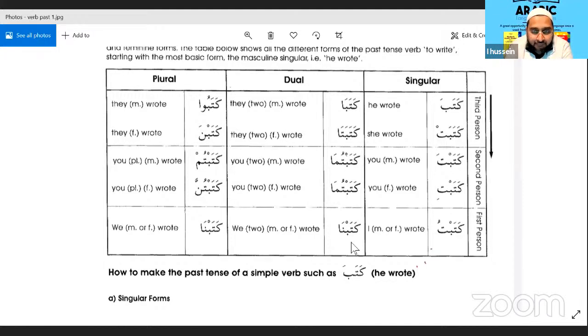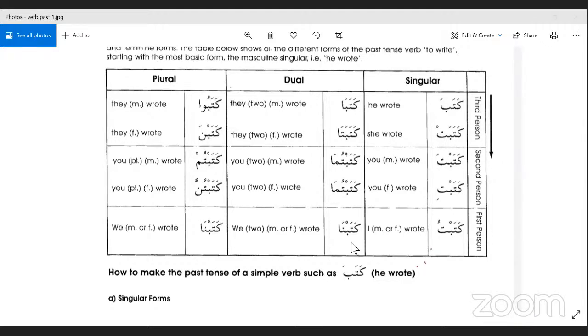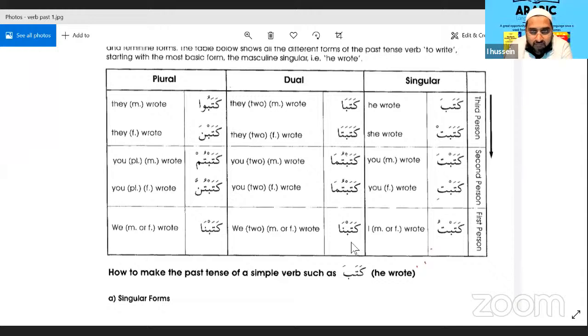Let's do, which one should we do with yourself? Darasa. He studied. Darasa, darasu, darasat, darasata, darasna. Excellent. Second person.